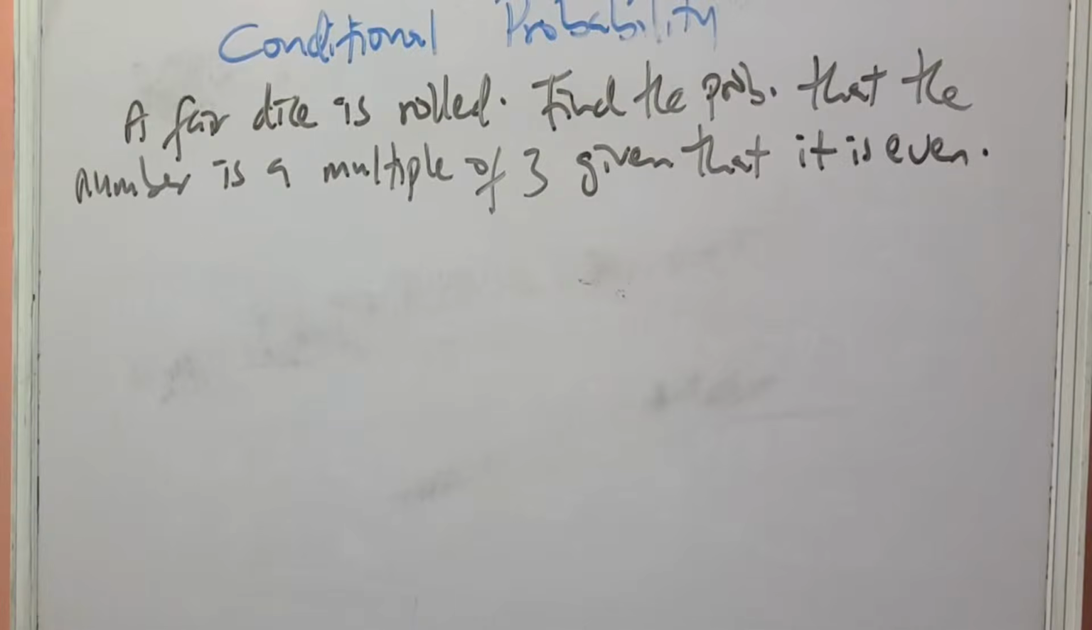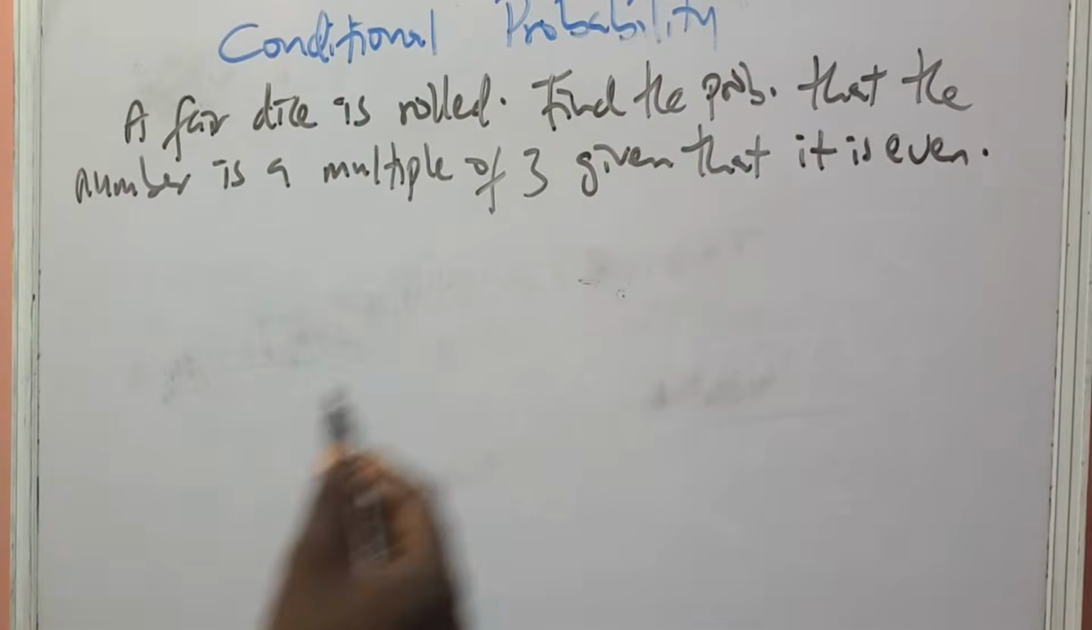So a fair dice is rolled. If a fair dice is rolled, find the probability that the number is a multiple of 3, given that it is even. So we are still following the same pattern of what we have been solving. A fair dice is rolled. So we have different answers coming in. We have 1, we have 1 over 3, we have 1 over 6, we have 1 over 3, we have 1 over 6. All right, let's examine this quickly.